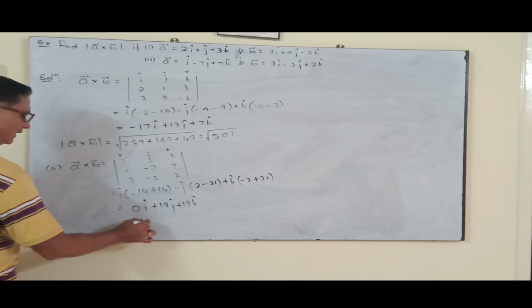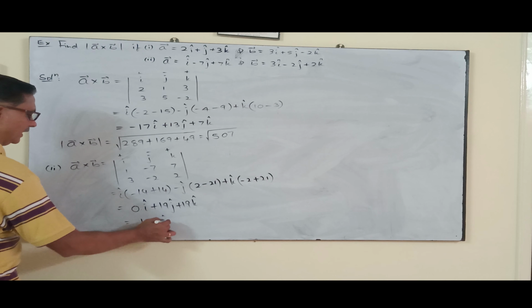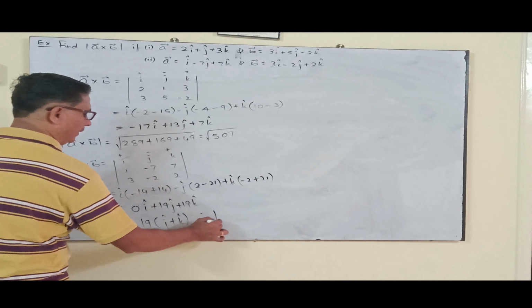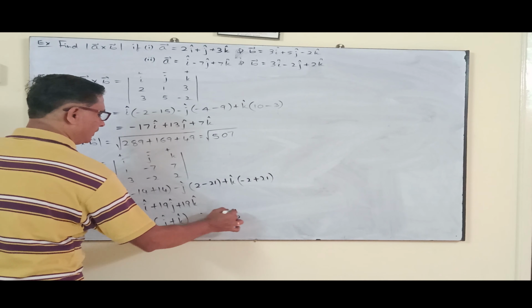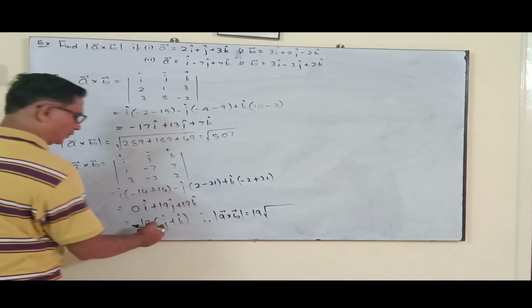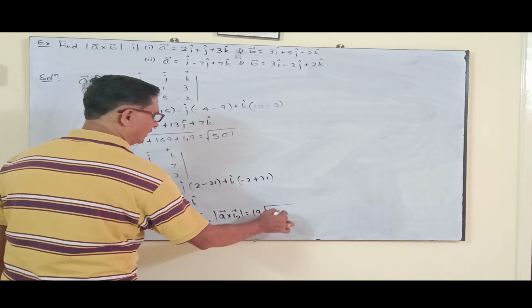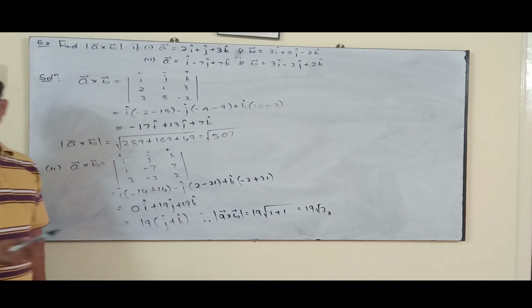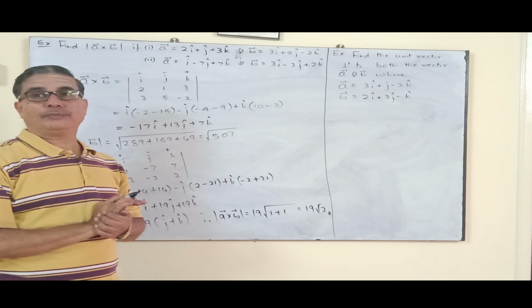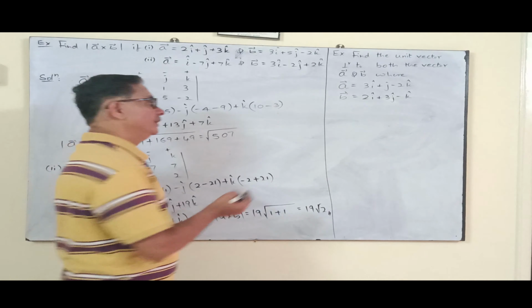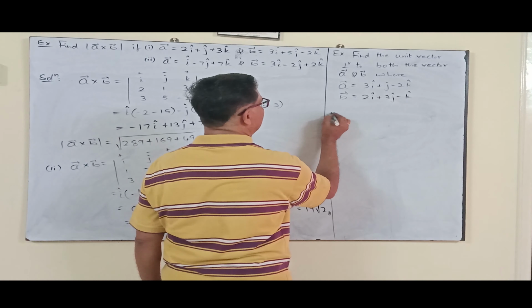So take 19 common, j plus k, right? Therefore, the magnitude of A cross B is equal to 19 into root of coefficient of j 1 square 1, coefficient of k 1 square 1, that is 1 plus 1, so 19 root 2 is the value. Again 2 more questions: find the unit vector perpendicular to both the vectors. So you know the formula. What is that?